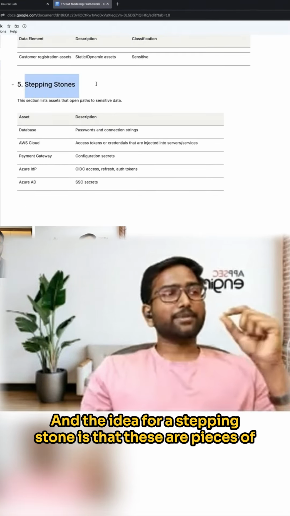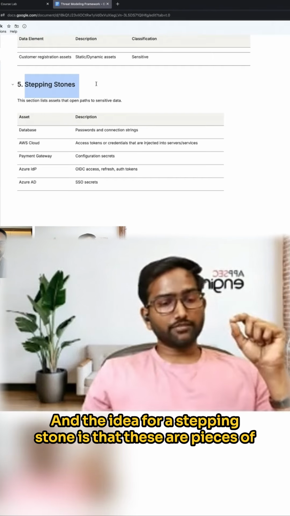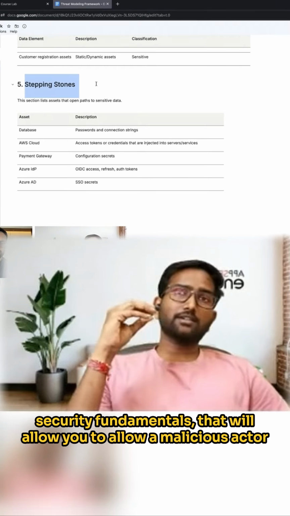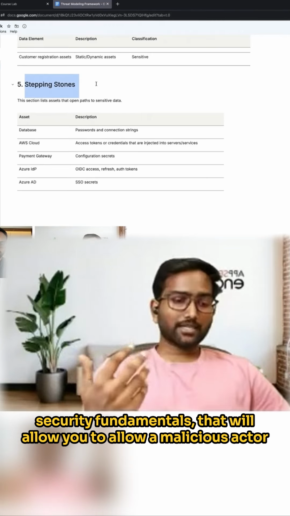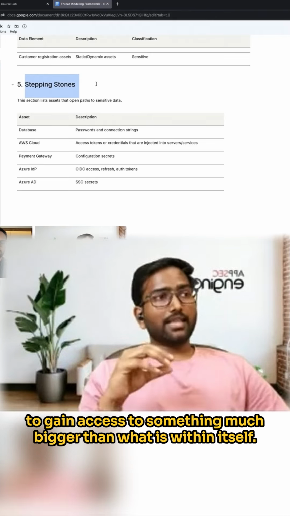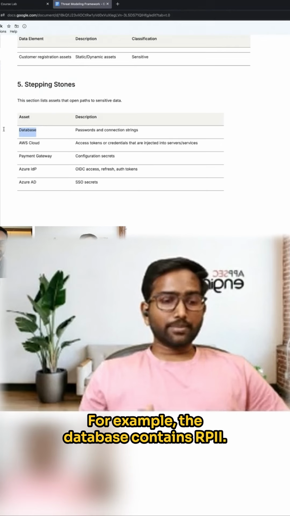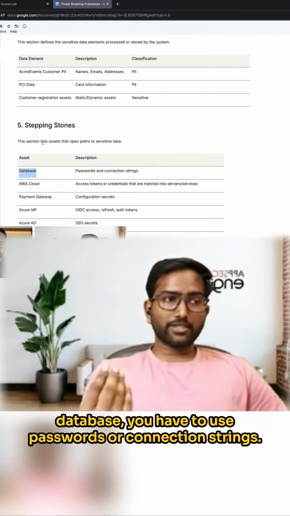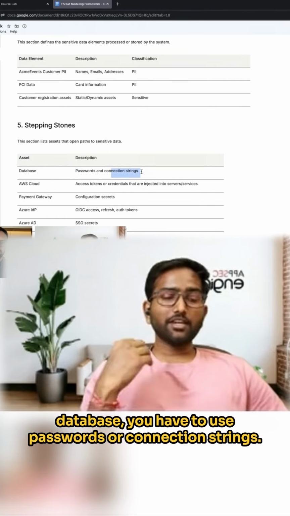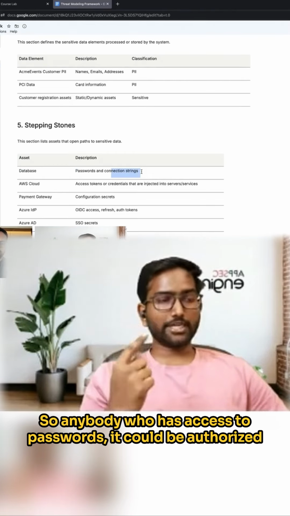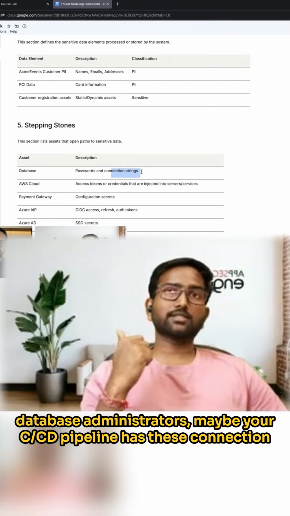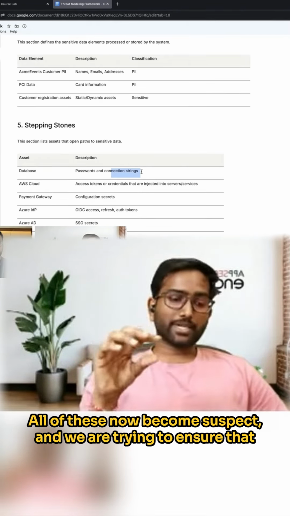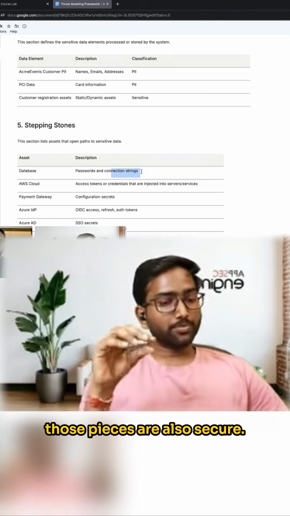And the idea for a stepping stone is that these are pieces of information, either credentials, configuration strings, security fundamentals that will allow a malicious actor to gain access to something much bigger than what is within itself. For example, the database contains our PII. So it has our customer information, it probably has transaction data. To get access to the database, you have to use passwords or connection strings. So anybody who has access to passwords, it could be authorized database administrators, maybe your CI/CD pipeline has these connection strings that are embedded into them. All of these now become suspect, and we are trying to ensure that those pieces are also secure.